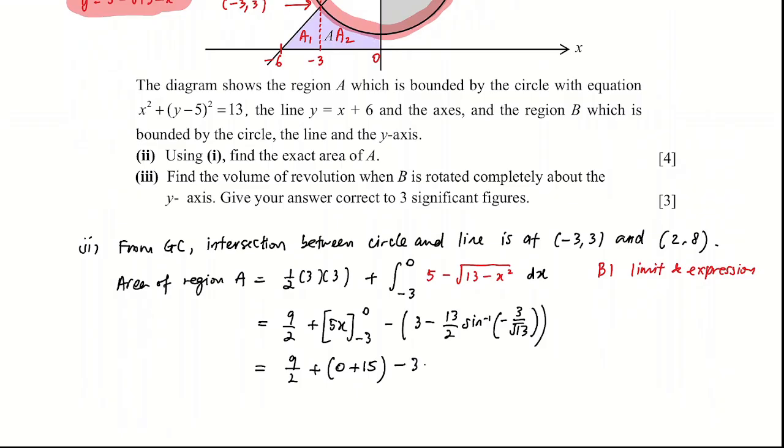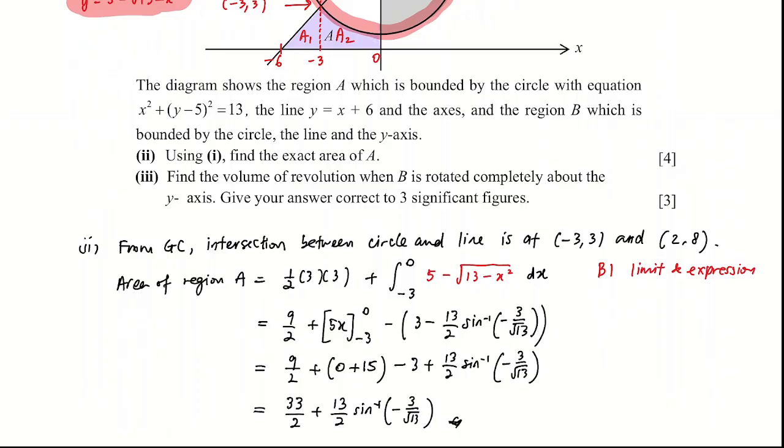Then we can simplify all the numbers outside and we'll see 33/2, plus whatever that's at the back. So that's for part number 2.